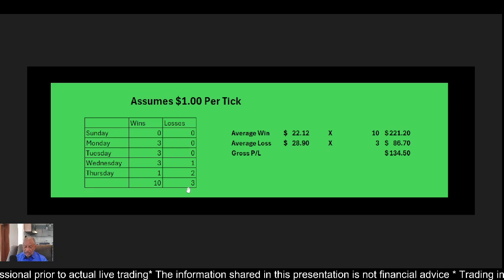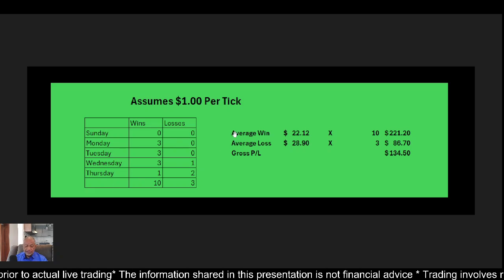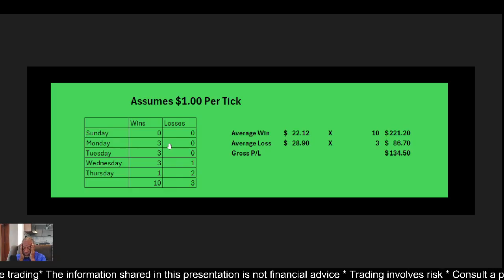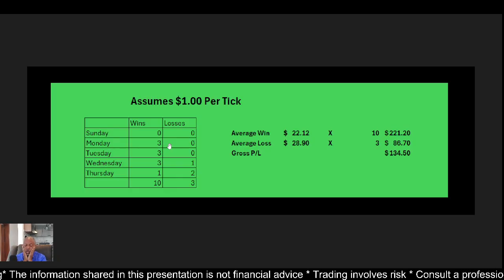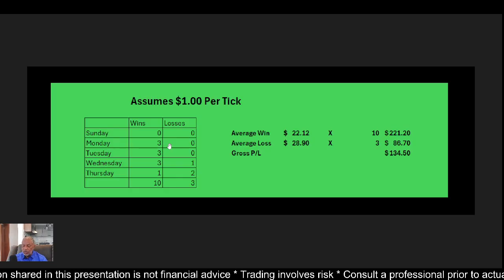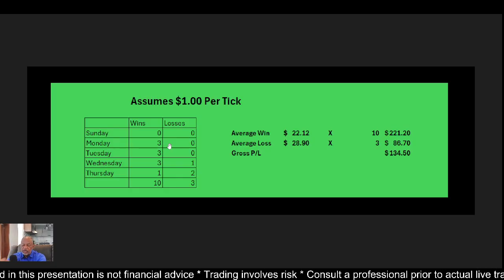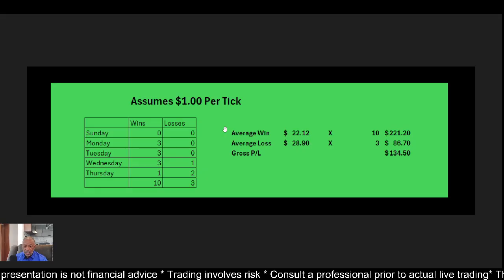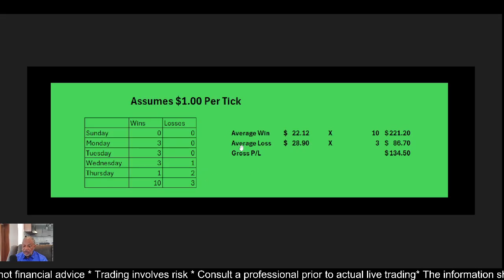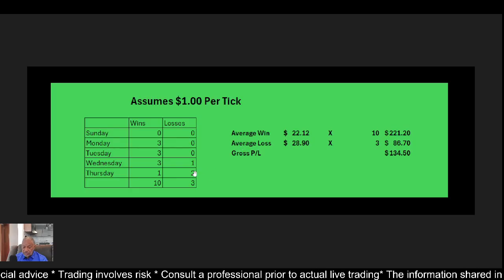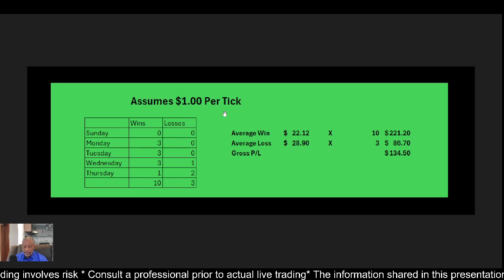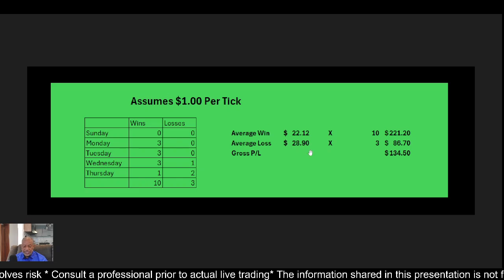10 wins, 3 losses for the week. Now on our wins, we're trading 25 ticks. At $1 a tick, that's $25. But you have to pay commissions for these things, and so on a 25 tick win, if you're trading $1, you're going to net $22.12. You got 3 losses. Again, you have to pay commissions on the losses, and so you lose more than $25 if you're trading $1 per tick. So that's $28.90 per loss.